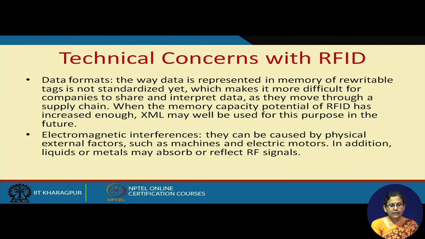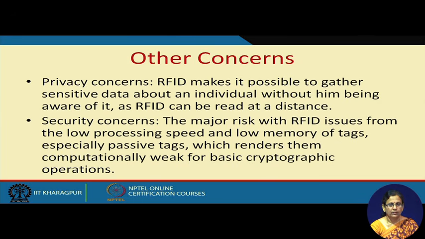Then next is electromagnetic interference. They can be caused by physical external factors such as machines, electric motors. In fact, in addition to this, liquids and metals can also absorb and reflect radio frequency signals. There are concerns on privacy and security as well. In the context of privacy, RFID makes it possible to gather sensitive data about individuals without them being aware of it.